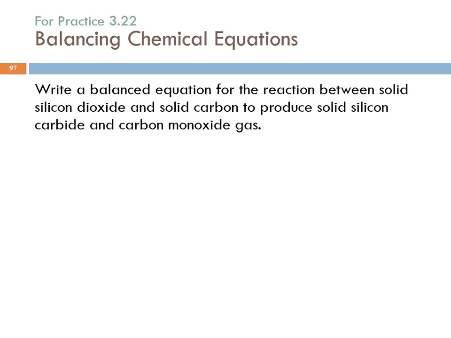Write a balanced equation for the reaction between solid silicon dioxide and solid carbon to produce solid silicon carbide and carbon monoxide gas. So we're going to get a little practice in nomenclature here as well. So we need chemical formulas for these substances. So what's the first reactant? Silicon dioxide. What kind of a compound is that?